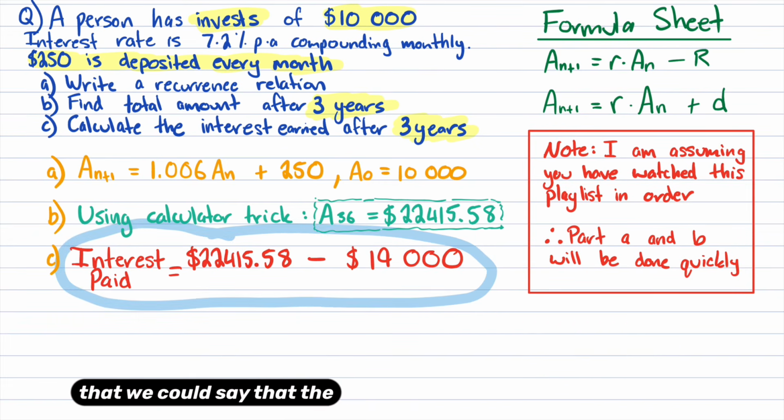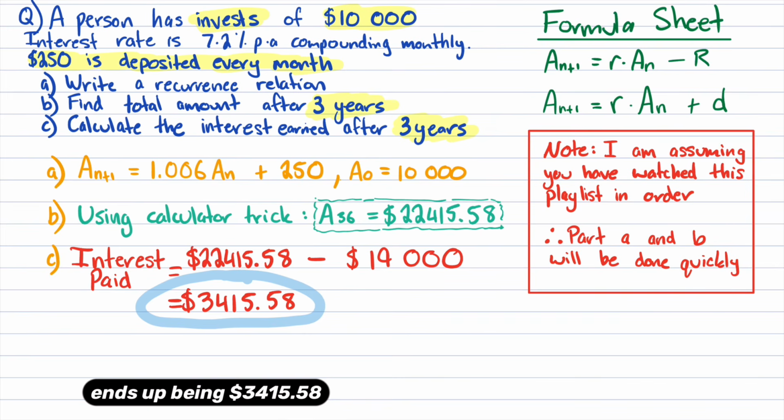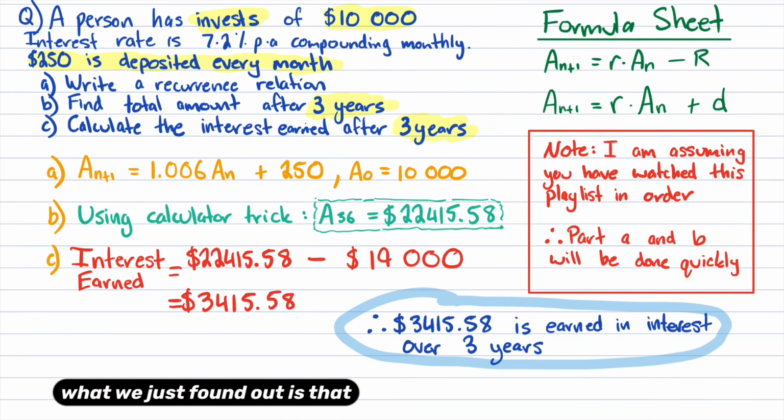So all up, we could say that the interest earned is going to be the difference between those two values, which ends up being $3,415.58. So what we've just found out is that in this investment situation, over 3 years, we've actually earned an extra $3,415.58 that we wouldn't have had if we didn't have interest added on to our investment.